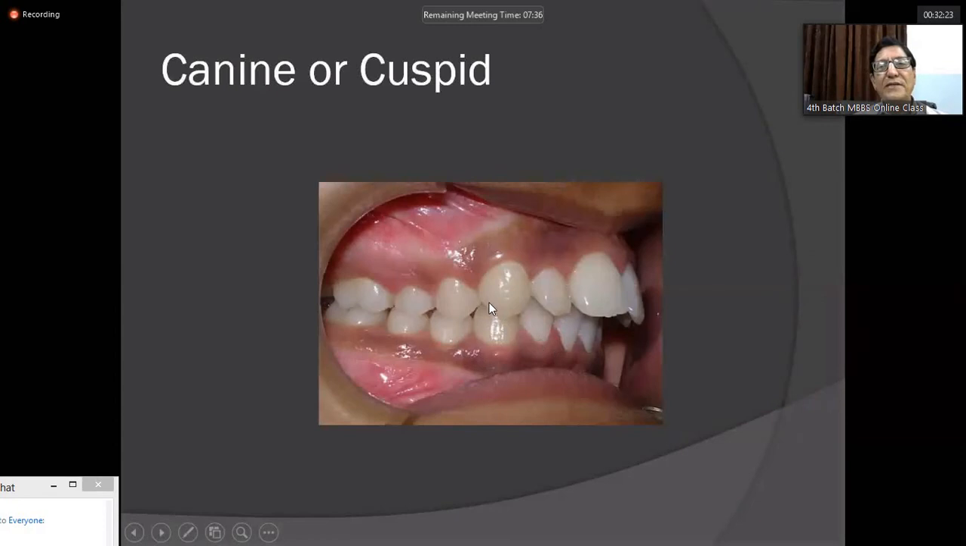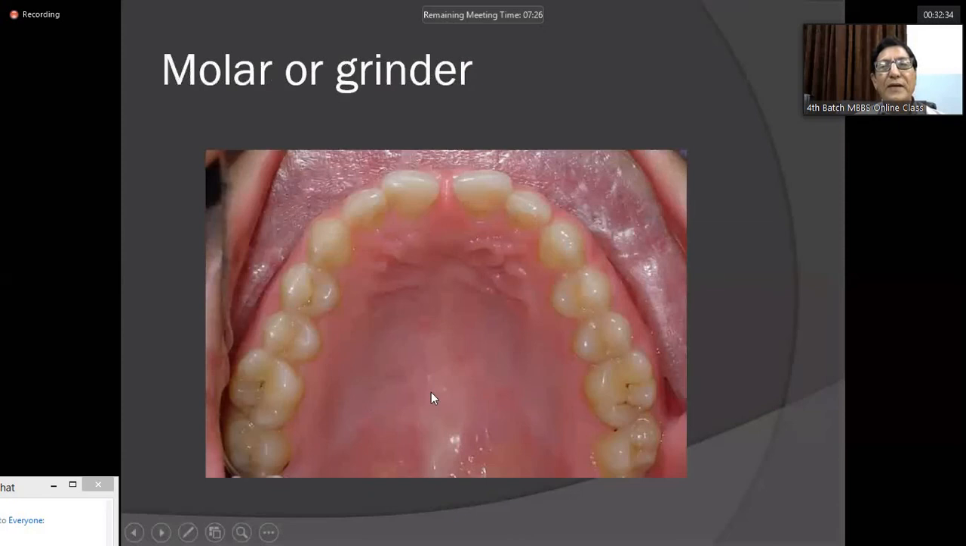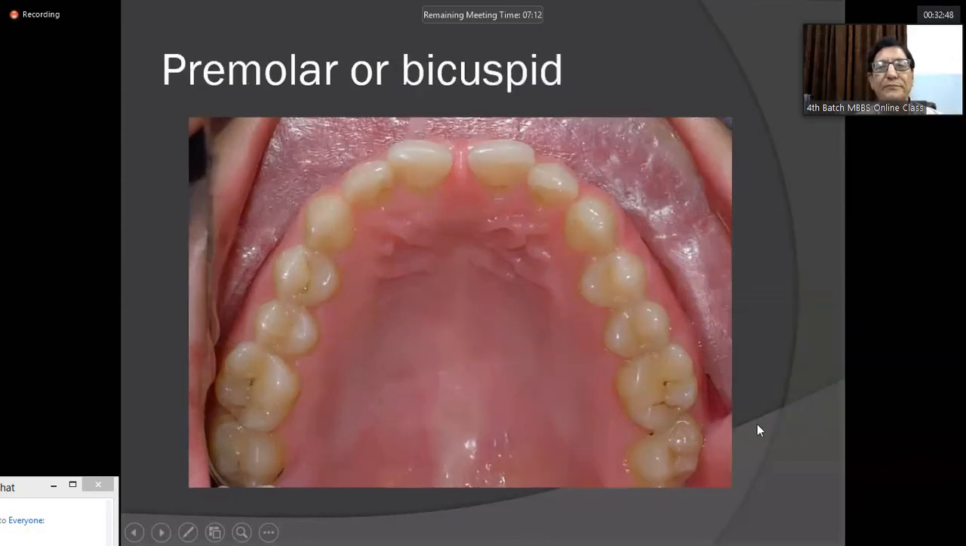Now cuspid you can see here, pointed. Okay, this is cusp. It's not straight like this, but it's pointed. Okay, molar you can see multiple cusps here, and then fossae here. The lower cusps come here, and then this upper cusp goes into the lower fossae, and then they grind particles like pestle and mortar. And then premolars, bicuspids, intermediate function.